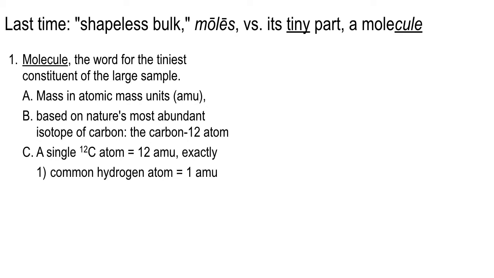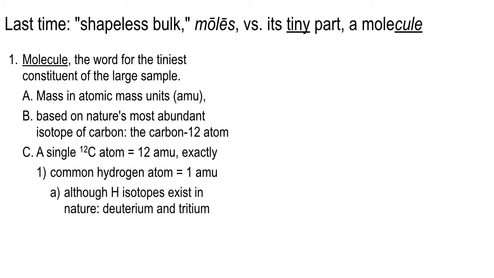So, for instance, the common hydrogen atom is 1 atomic mass unit, and although there are isotopes of hydrogen that exist in nature, they're fairly rare. We talked about isotopes last time. Deuterium and tritium are the 2 isotopes of hydrogen. It's basically a proton and a neutron in the nucleus for deuterium. Deuter, D-E-U-T-E-R, is Greek for 2. Tritium means 3. 3 items in the nucleus of the tritium isotope. And that's 2 neutrons and 1 proton.